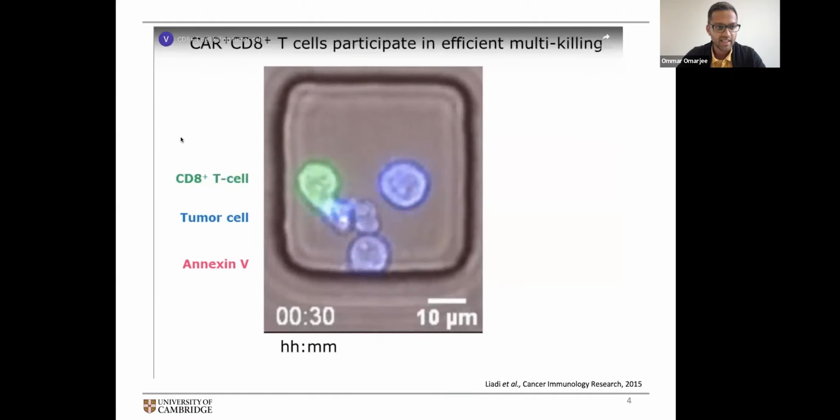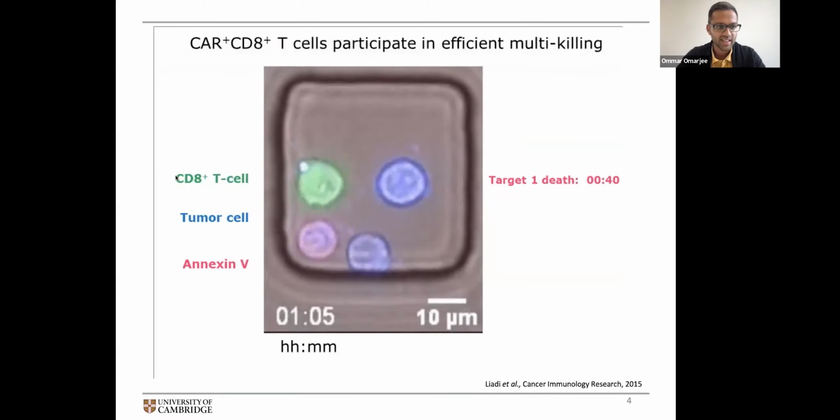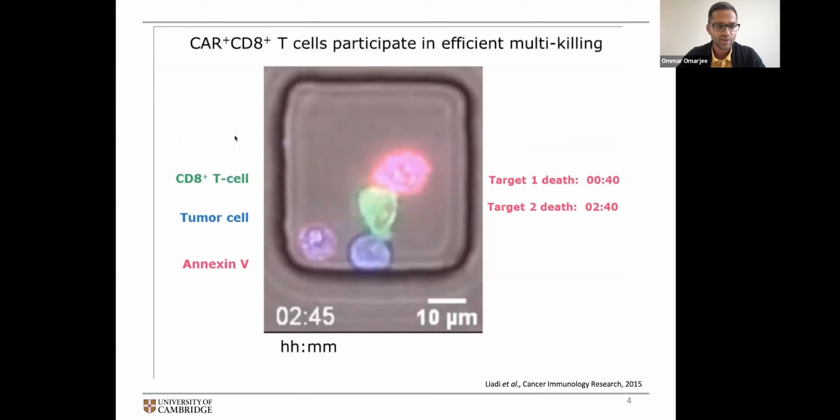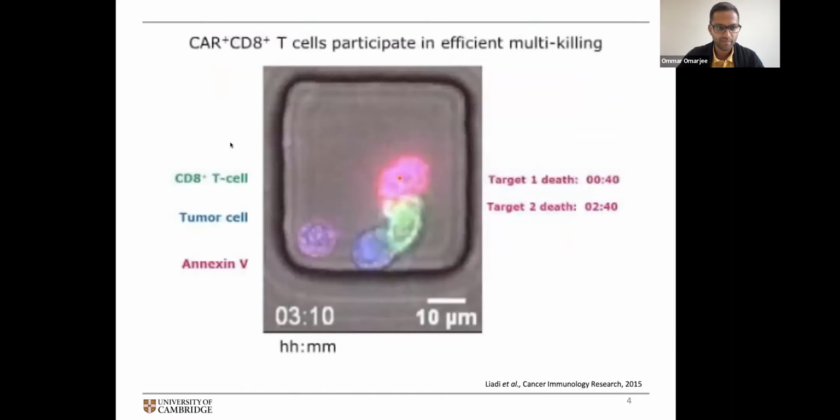So you have the T cell here, it touches the cancer cell, kills it. So it turns red. Now it waits, it jumps on another cancer cell, induces cell death, jumps on the other one, and induces cell death again. Just amazing. So maybe we can replay that video so you can have a second look at that.